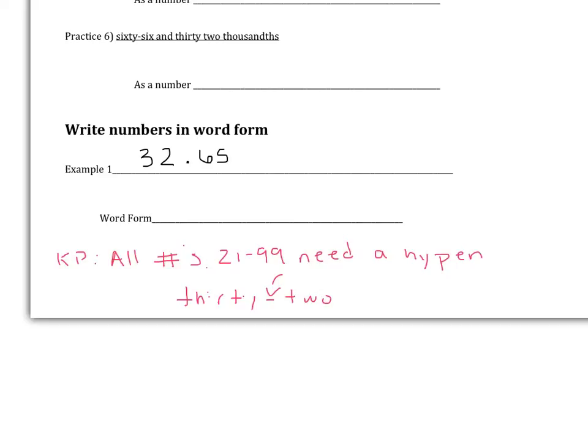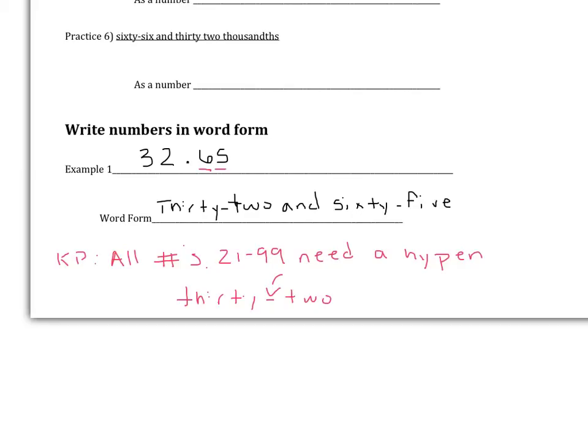So how are we going to write this in word form? The first thing I would do is let's look at the first part, to the left of the decimal. We see 32, and I'm just going to write that out. Now, 32 falls in between 21 and 99, so I'm going to hyphen that. 30 hyphen 2. I see a decimal, so I'm going to put the word and. 32 and. The next thing I would do is look and say, okay, what is the number after the decimal? I see the number 65, so I'm just going to write out that number. 60 hyphen 5.